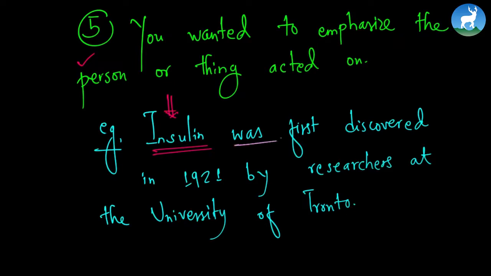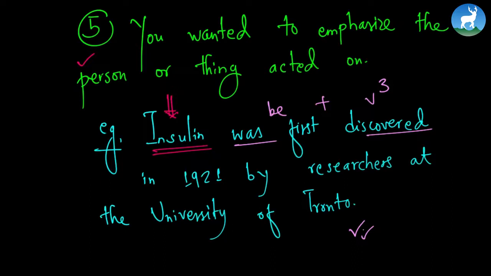So you use was discovered, that is be verb followed by V3 again. That is why you use the passive voice, because you want to focus on the object. You want to focus on the thing or the person that is acted upon. Your whole focus in this sentence is upon insulin. That is why you say insulin was first discovered in 1921 by researchers at the University of Toronto. You don't say something like, researchers at the University of Toronto first discovered insulin in 1921. That is a fine sentence, if you ask me, but you don't use that. Why do you do that? Because we are emphasizing a person or thing. That is why insulin should be kept in the beginning of the sentence.